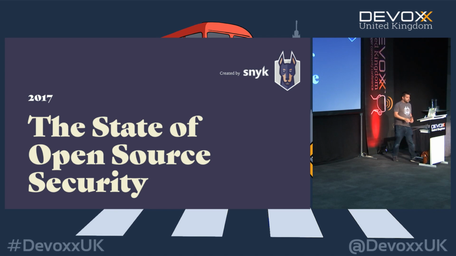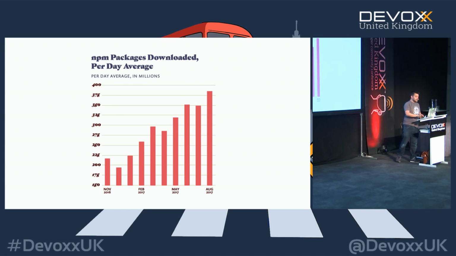So we're going to go through some numbers from this report that we created last year. And you can see the increase here. Yes, this is NPM, but it's going to be similar for other languages. The increase here, and this is just a single year of downloads per day, is from 200 million up to almost 400 million, in just a year. That's just a year's increase.